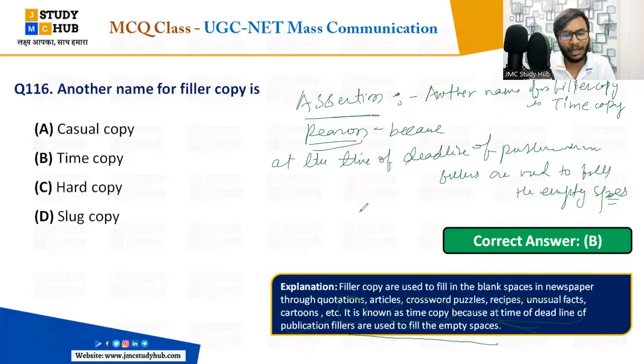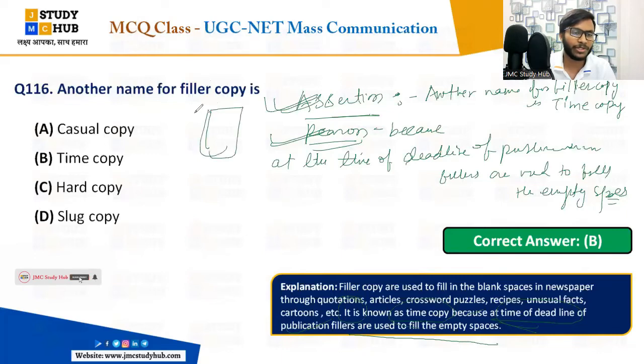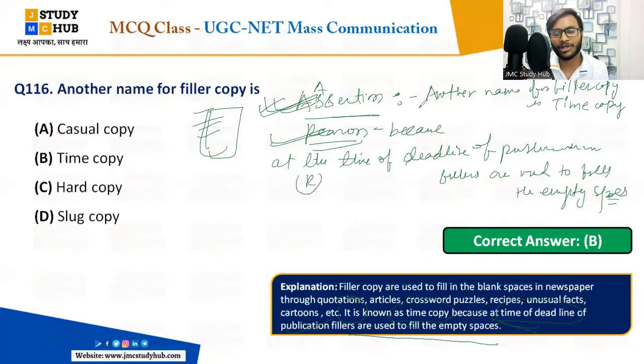Both A and R are true, and R is the correct explanation of A. A is false, R is true. R is false, A is true. What will be the answer, everybody? Second one or the first one? You know the patterns of the questions, right? The options are fixed. Yes, both are correct and R is the correct explanation of A.